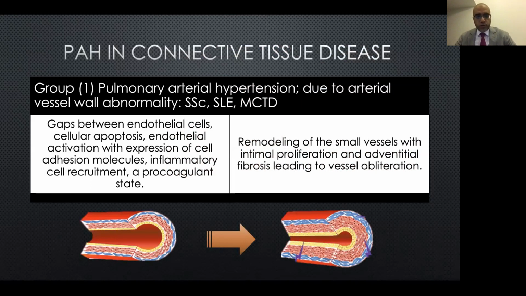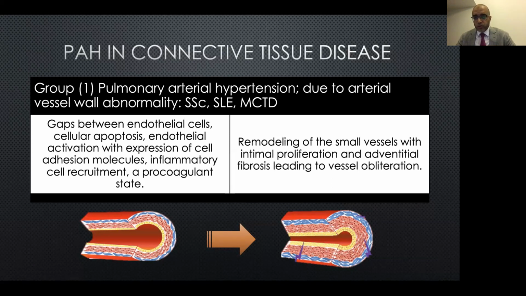Starting from the commonest one, which is usually group 1 pulmonary arterial hypertension, due to arterial vessel wall abnormality, which is very common in systemic sclerosis, followed by SLE and mixed connective tissue disease. The main start comes from endothelial injury. There are increased gaps between endothelial cells with cellular apoptosis, endothelial activation, and activation of adhesion molecules that cause chemotaxis, or attraction of inflammatory cells from the peripheral blood to invade the vessel wall and increase clotting and occlusion of the vessel itself. This is a starting point.